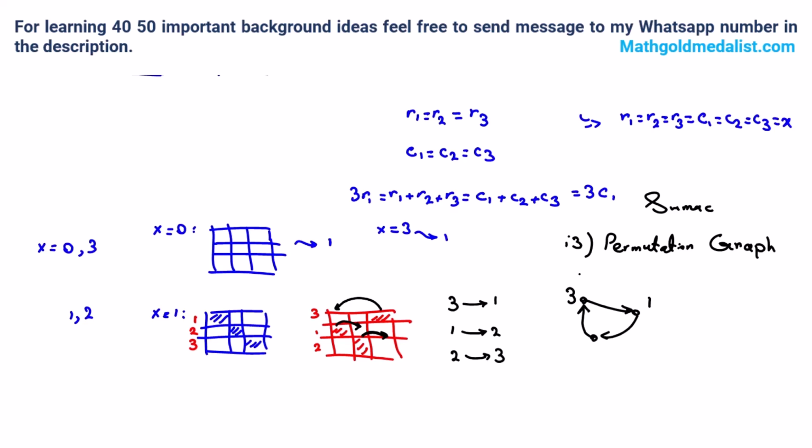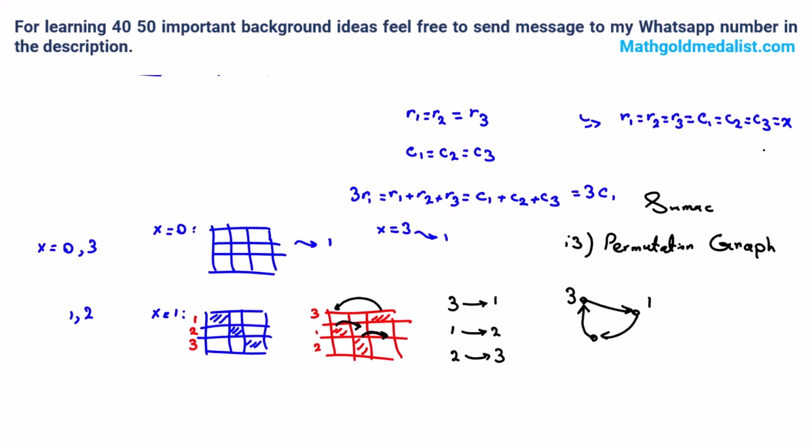So if you have a permutation graph and the in-degree and out-degree of each vertex is 1, then you can conclude it is a union of disjoint directed cycles, and then we have a one-to-one correspondence to a permutation. Okay, so we have these things.